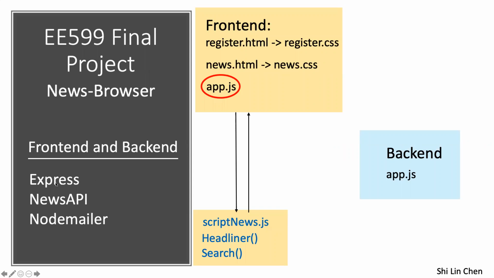I use Express to handle HTTP GET requests at different endpoints like register and the news page. And I use News API to get news data. Nodemailer can send email, which you have already seen in the Professor's lecture.